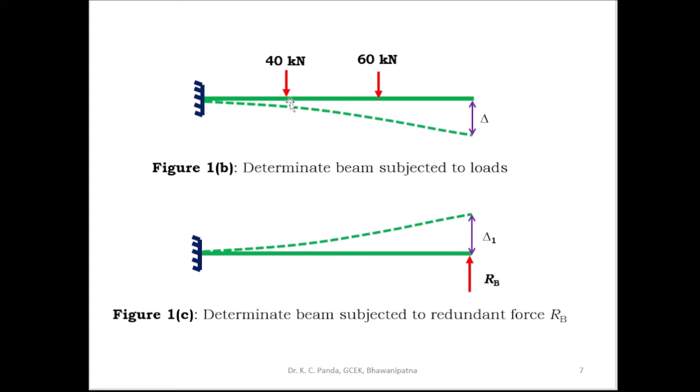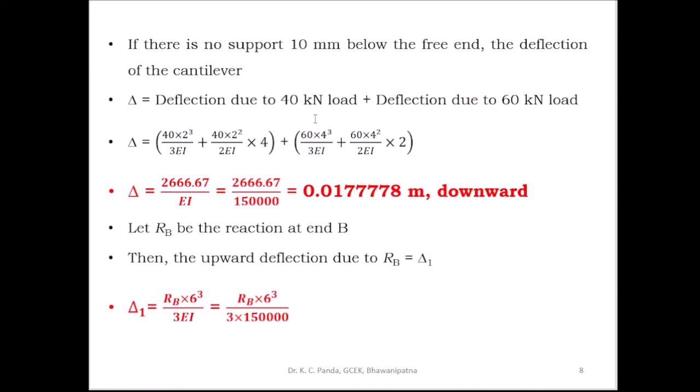So what is the deflection here, plus what is the slope here, and what is the distance between the free end and this load? So the deflection due to the 40 kilonewton load is equal to 40 into 2³ by 3EI plus 40 into 2² by 2EI into 4.